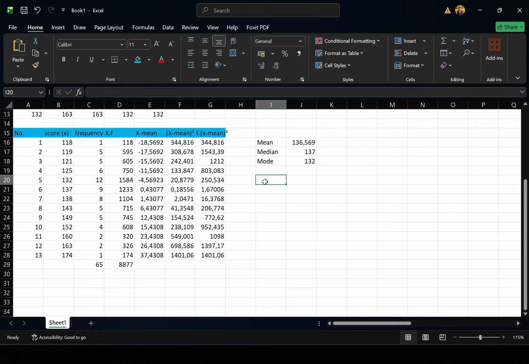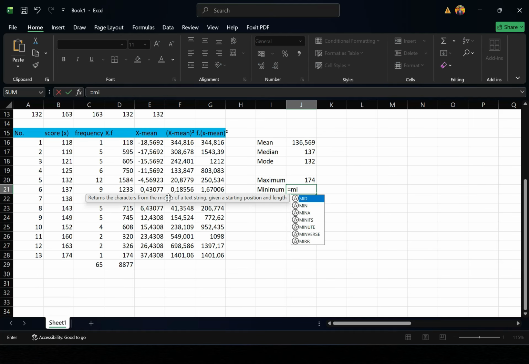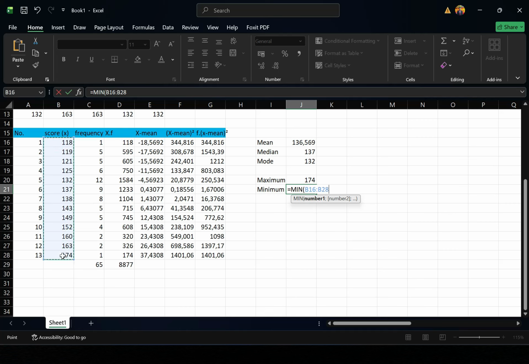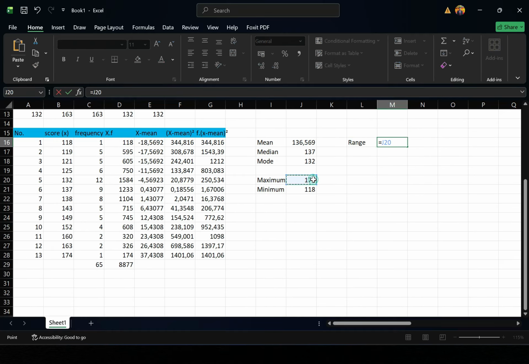Now we will be moving on to the measures of spread. First, the maximum: we can just type MAX and then select the score. For the minimum, you can just use MIN with the same scores. Then to find the range, just use maximum minus minimum. For this case, the maximum is 174, minimum is 118.